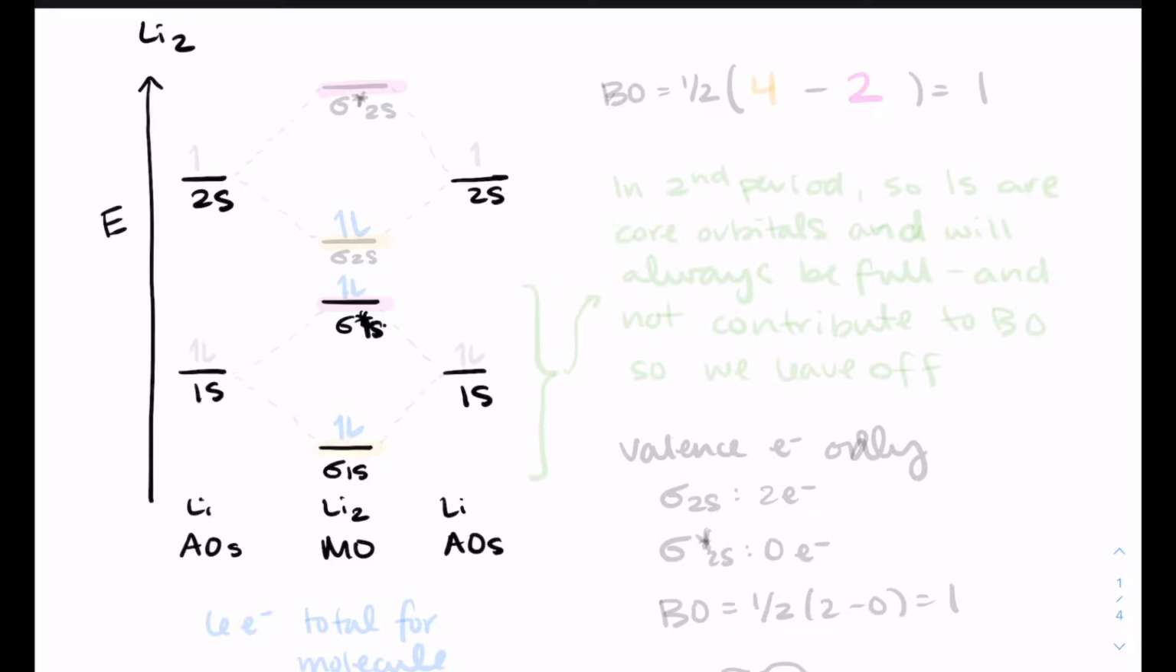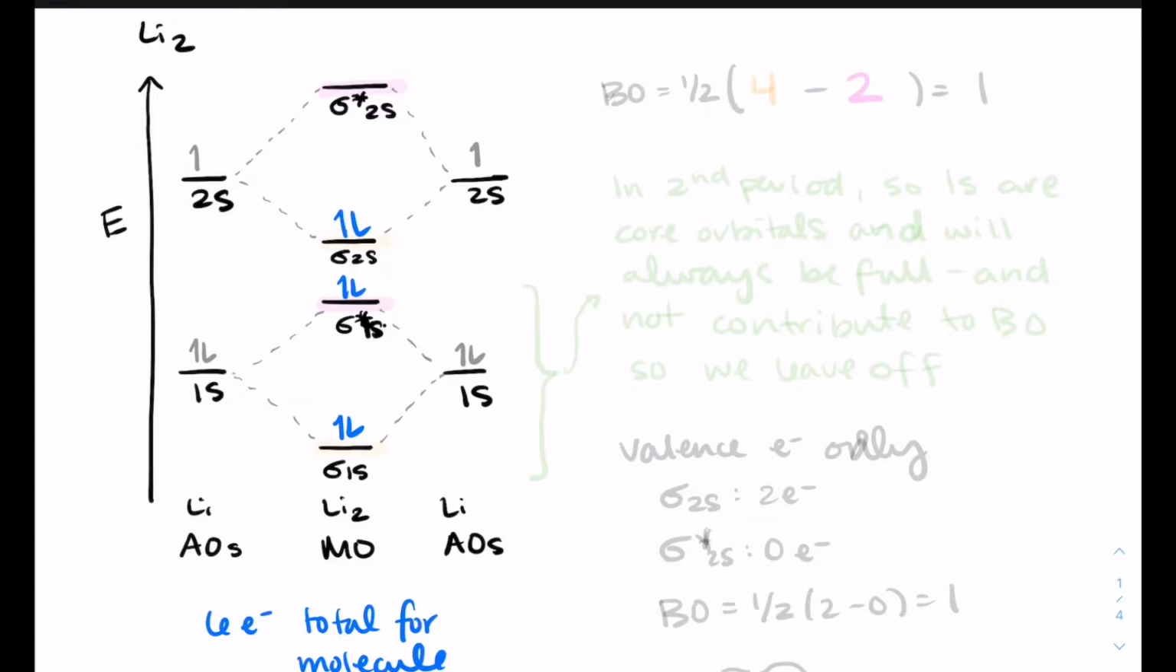Then my 2s orbitals would overlap in the same way. It's just that now it's a 2s, so it's further from the nucleus, higher in energy. I will still get a sigma 2s and a sigma star 2s. For the electrons, each lithium brings in 3 electrons, so I have those here in gray in the atomic orbitals. That means I have 6 electrons total to fill in for my molecule, starting at the lowest energy. So 2 in the sigma 1s, 2 in the sigma star 1s, 2 in the sigma 2s.